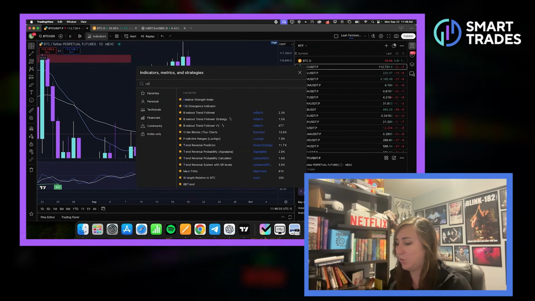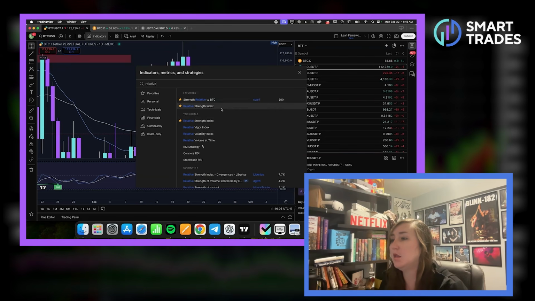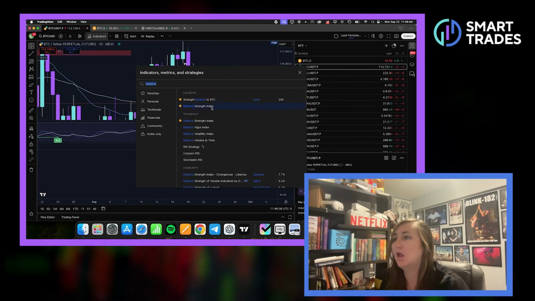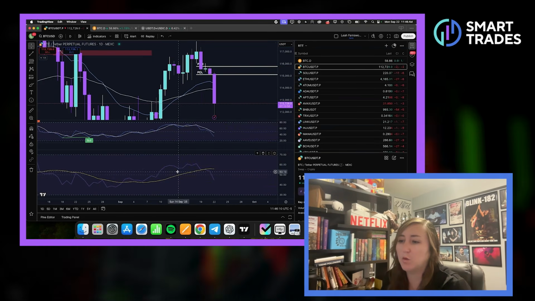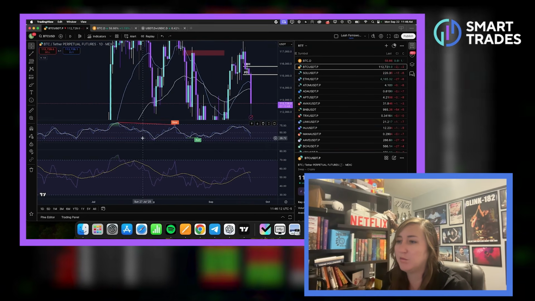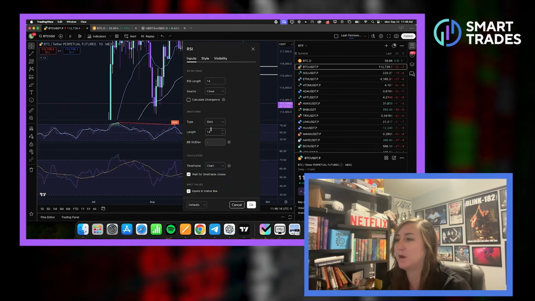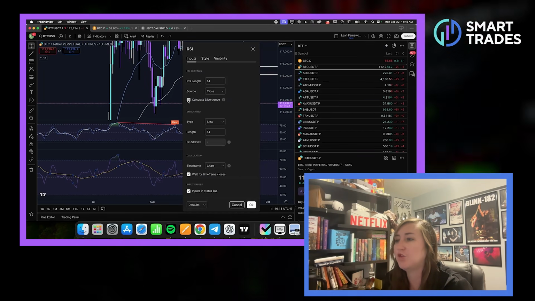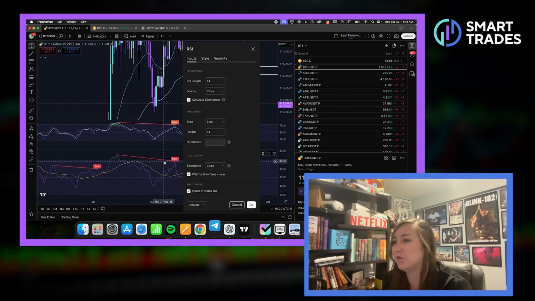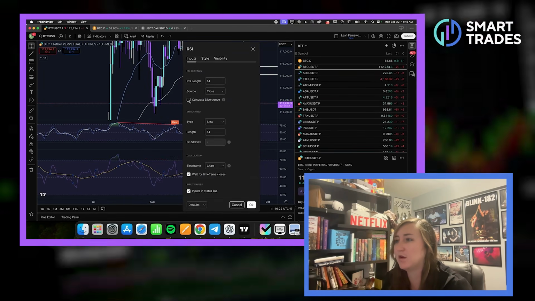If you type in relative strength index here, starred, you'll see it will pop up something like this. How do I get these bullish, bearish divergences there? Just double click one of these lines. It'll open up your settings. You can hit this checkbox, calculate divergence, to open up those bearish and bullish divergences, okay?